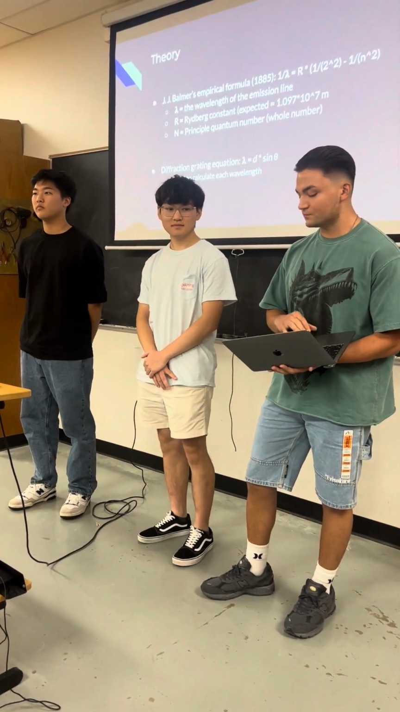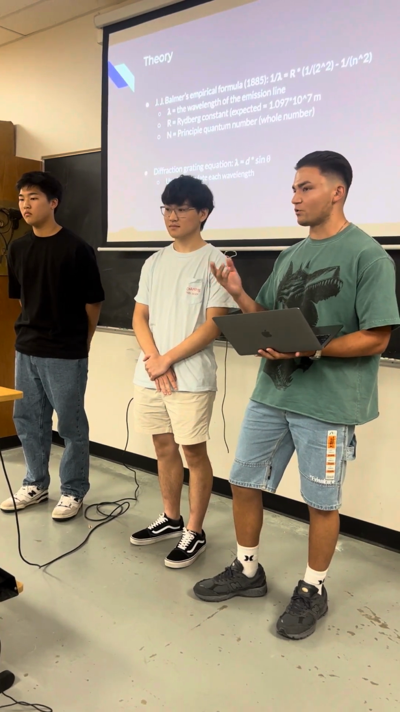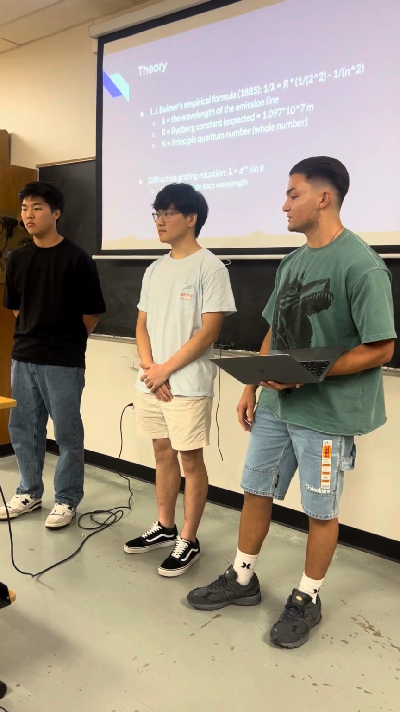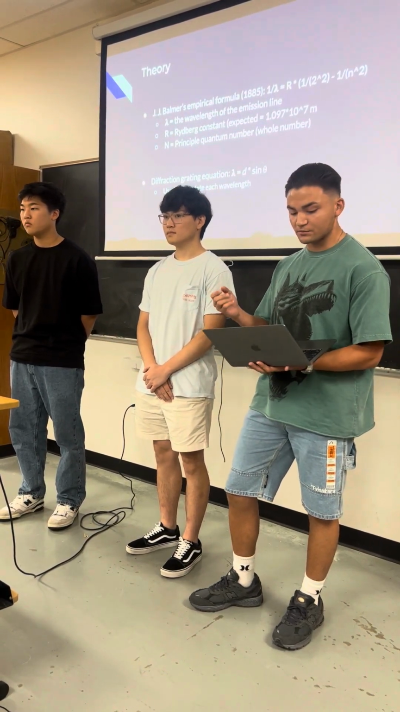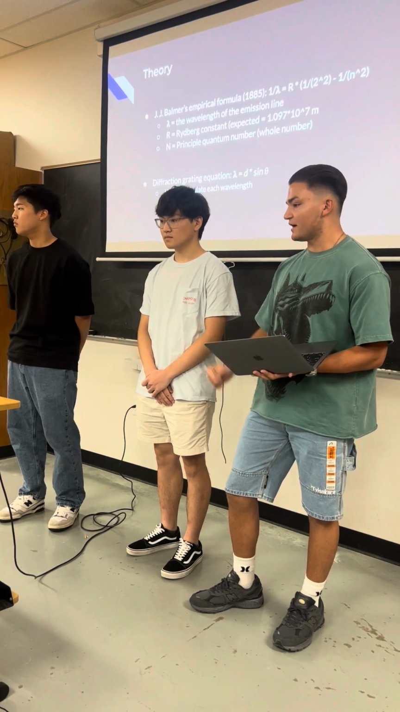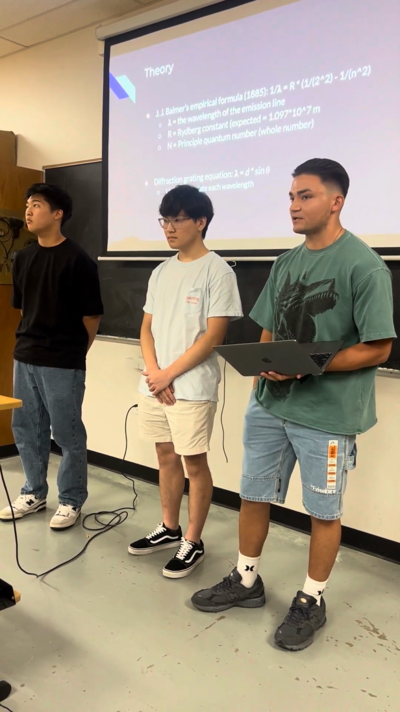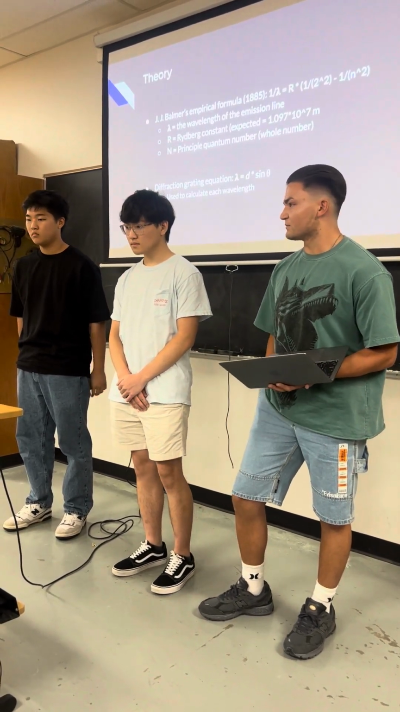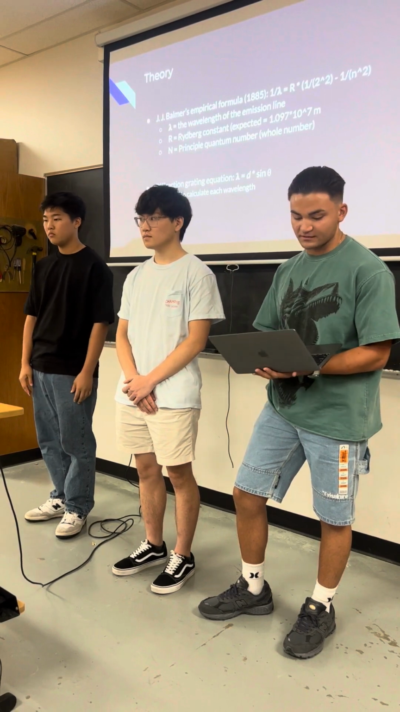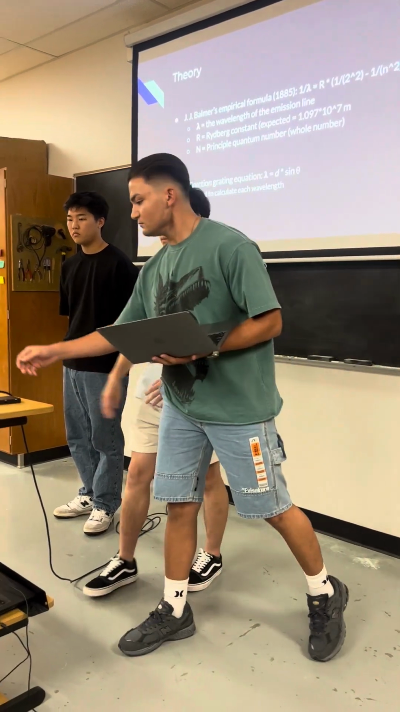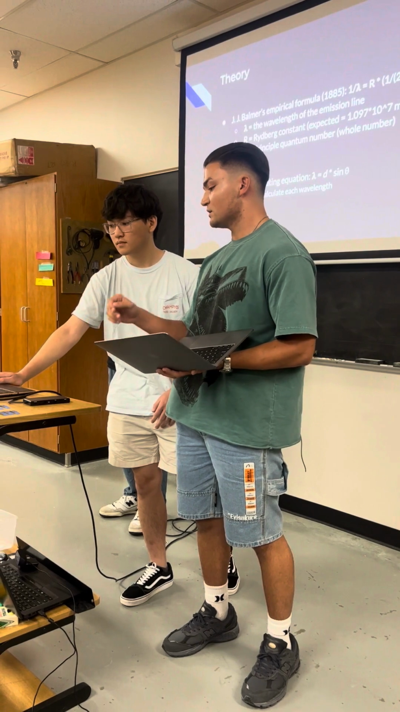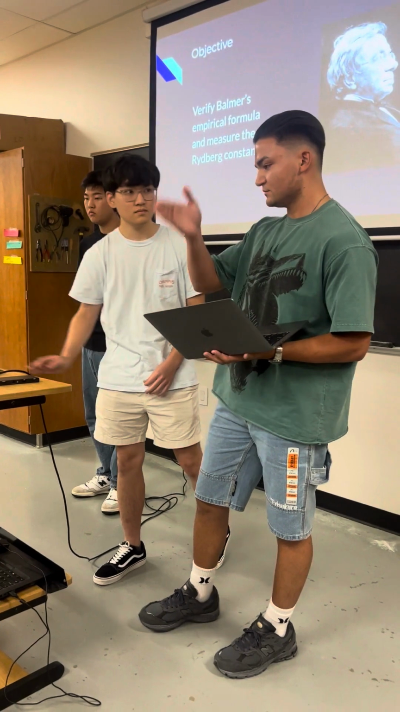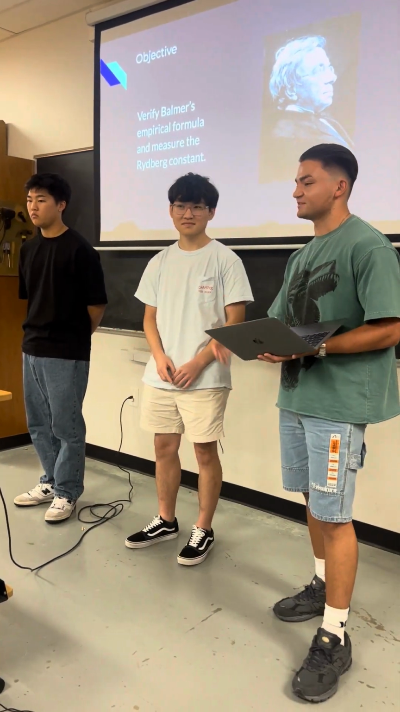So the goal of this lab is to explore the quantized emission spectrum of hydrogen. These are some of the equations that we're going to use to calculate it. We have J.J. Balmer's empirical formula, which is given by that. Lambda is the wavelength of the emission line, R is the Rydberg constant, which we're going to be calculating, and n is the principal quantum number, which is a whole number like 1 through 5 or something like that. And then we're going to use the diffraction grating equation to calculate the angle of the spectrum lines that we get.